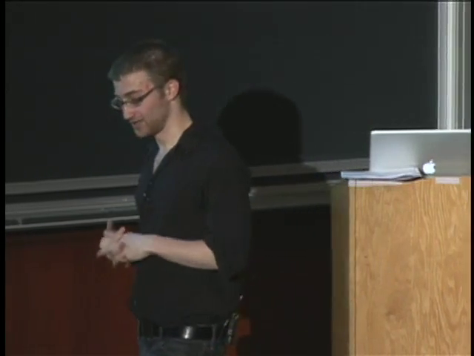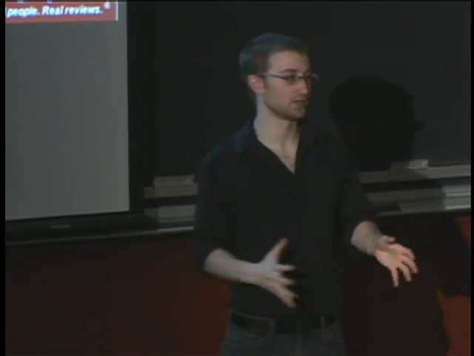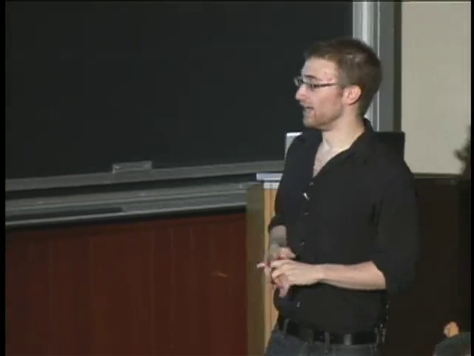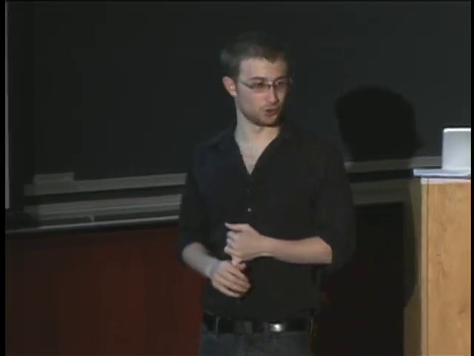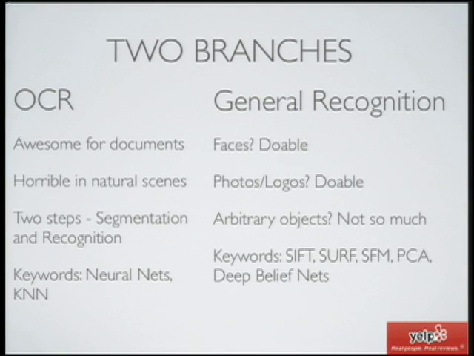And so the other part of that is general recognition. This is an object, what is it? And this is actually farther ahead than you might think. Face recognition is doable. General photos and logos is doable. On an iPhone, you can get SnapTell, which will take a picture of a book, and it'll find that book on Amazon. And on Android, there's Google Goggles.